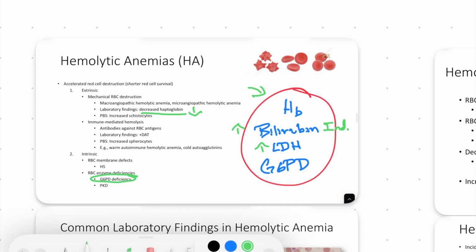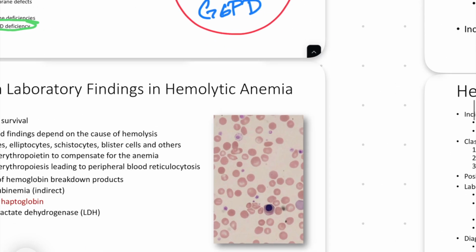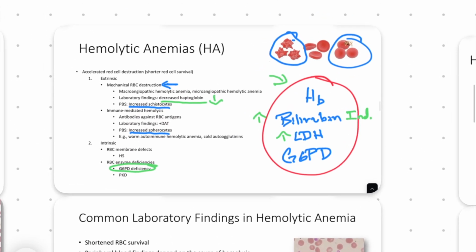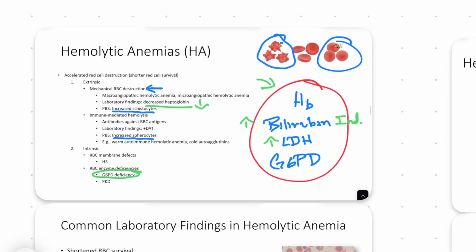Some other key things that I want to point out here are that for mechanical destruction of red blood cells, we would see an increase in schistocytes. That makes sense, right? If we're running into things or we're running into vessel walls or whatever the case is, something's breaking these up, there's some friction, we're going to end up with these schistocytes. And for the immune-mediated hemolysis, we get increased spherocytes, which are these guys. And I'll show you one on here. This is a spherocyte. It's those little concentrated ones. And then for the immune-mediated hemolysis, we would get a positive DAT. And this is also called a Coombs test.